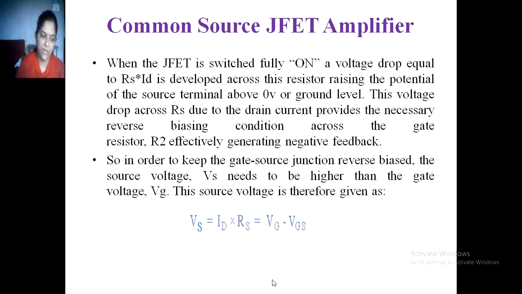In the circuitry we have seen that a voltage divider is used. Why is voltage divider biasing used? Because we have to keep the gate terminal negative with respect to the source terminal. In order to keep the gate source junction reverse biased, the source voltage Vs needs to be higher than the gate voltage. The source voltage is therefore given as Vs equals Id times Rs, or we can say the difference between the two voltages, that is Vg minus Vgs.